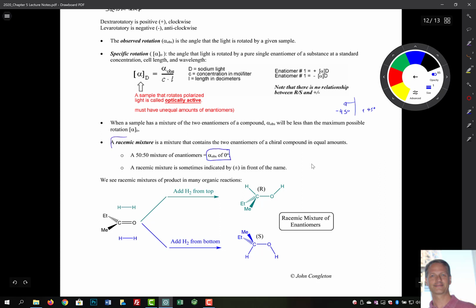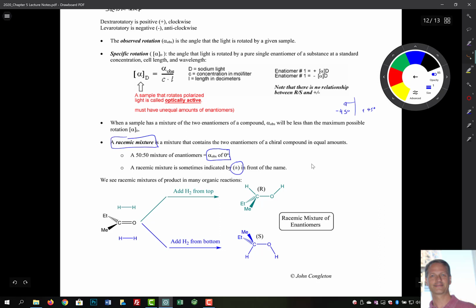And that's called a racemic mixture. And we often indicate that by writing a plus and a minus in front of the name. It just means we have a racemic mixture. Now, as a result of reactions, and we're going to get into some really exciting reactions coming up here soon, some of our reactions give us a racemic mixture because we have a 50-50 chance of the reaction occurring at one face of the molecule versus the other face of the molecule.